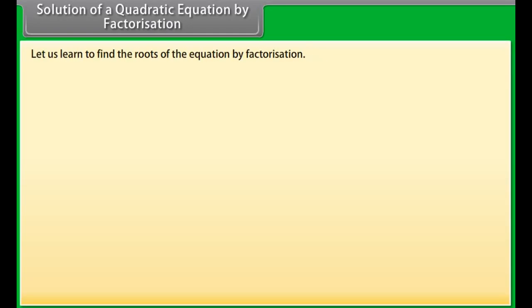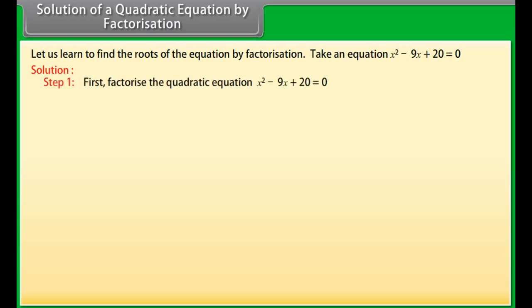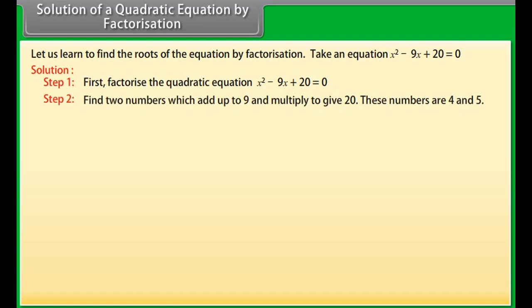Solution of a quadratic equation by factorization. Let us learn to find the roots of the equation by factorization. Take the equation x square minus 9x plus 20 is equal to 0. Solution. First, factorize the quadratic equation x square minus 9x plus 20 is equal to 0. Find two numbers which add up to 9 and multiply to give 20. These numbers are 4 and 5. So x minus 4 into x minus 5 is equal to 0.